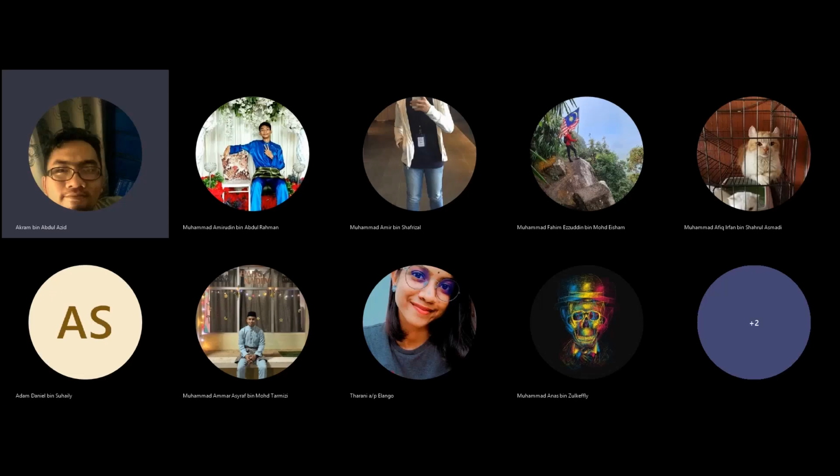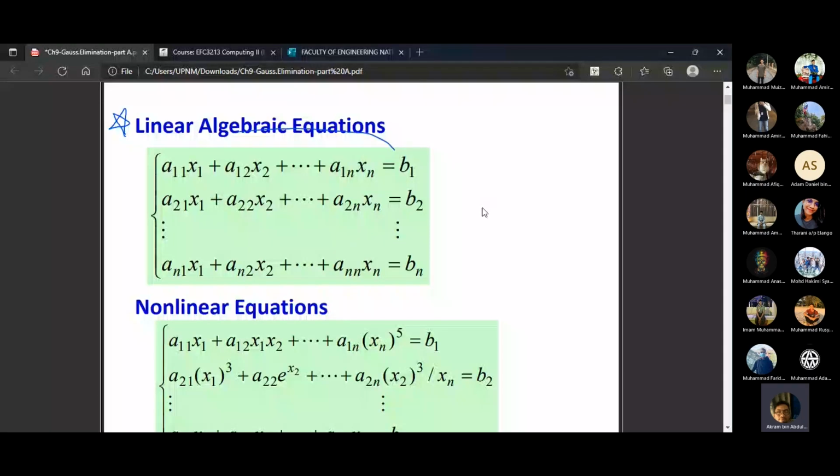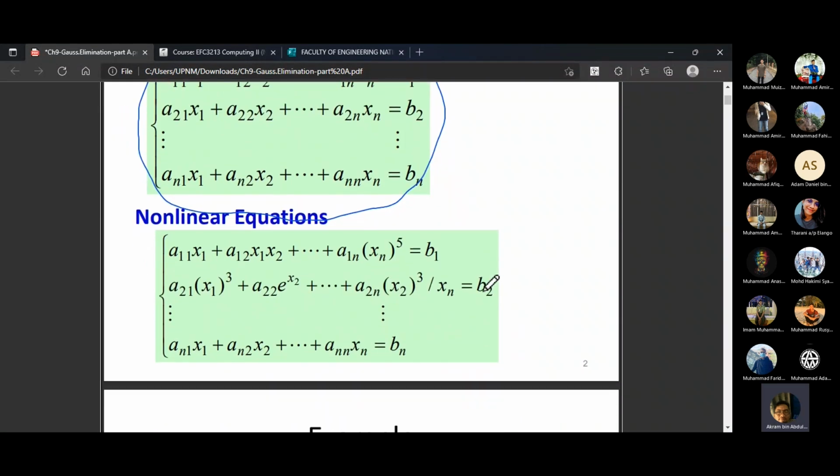In this set of equations, the highest order is equal to 1. But in a non-linear equation, we can see in each equation, sometimes the order of x is 5, and there is a combination of more than two variables x in one term.